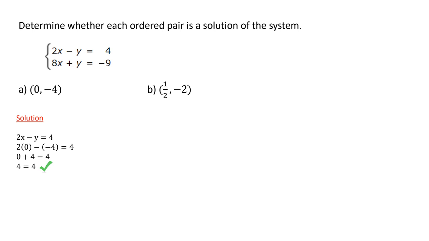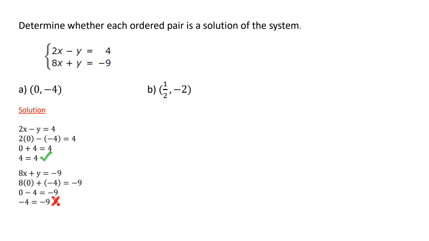Now, for it to be a solution of the system, it has to satisfy the other equation also. If I put it into 8x plus y equals -1, replacing the x and y with (0, -4), I see that I do not get a true statement. -4 is not equal to -9. Since this is a false statement, (0, -4) is not a solution of the system, because for it to be a solution, it has to satisfy all of the equations in that system.